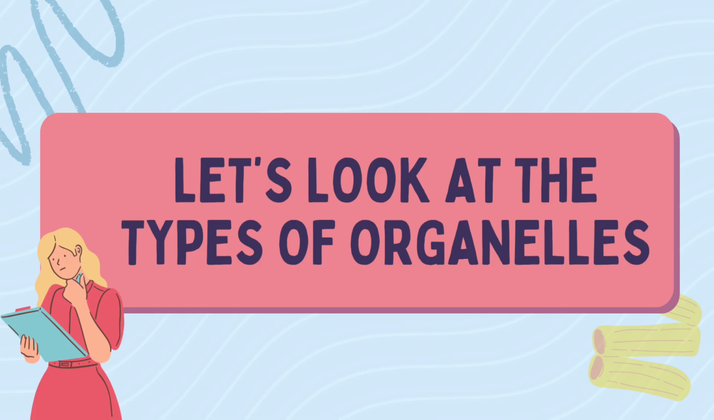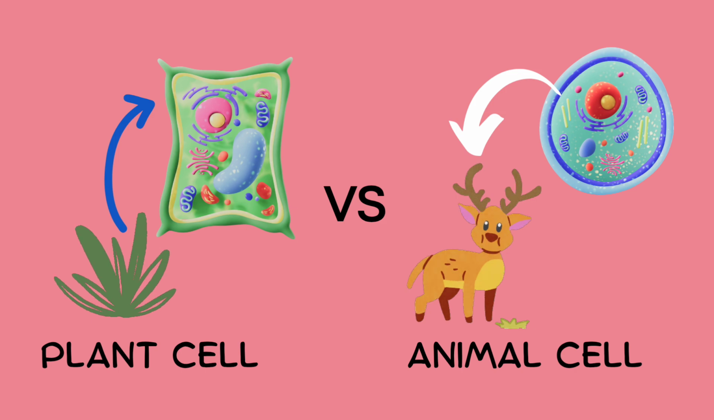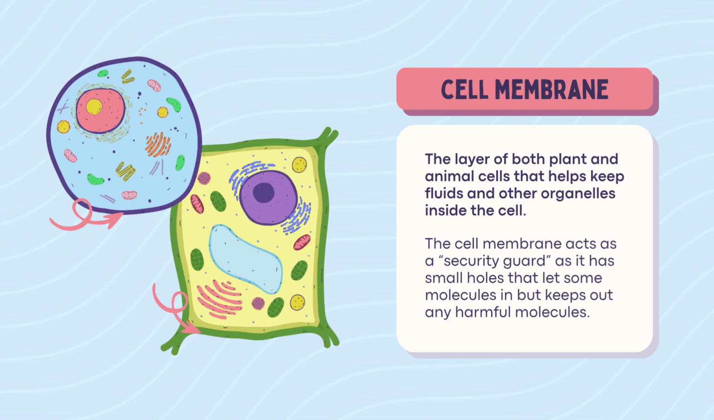Next, we will explore the different types of organelles. There are many types of organelles and each one plays a unique role in the cell. Some organelles are found in both plant and animal cells, while some are specific to plant or animal cells. Let's see what each one does in detail.